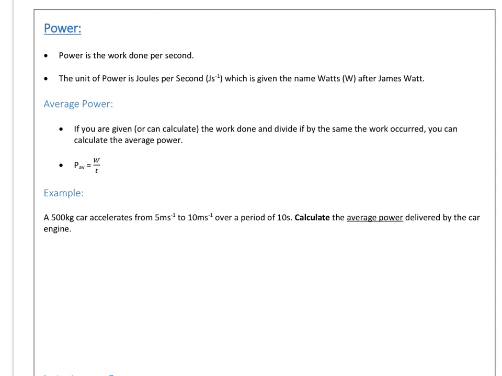However, we gave it a special name as a science community, and we named it after James Watt, who did a lot of fantastic research into thermodynamics, electricity, those kinds of things. So it's given the symbol W and called a watt, and that's the unit of power.